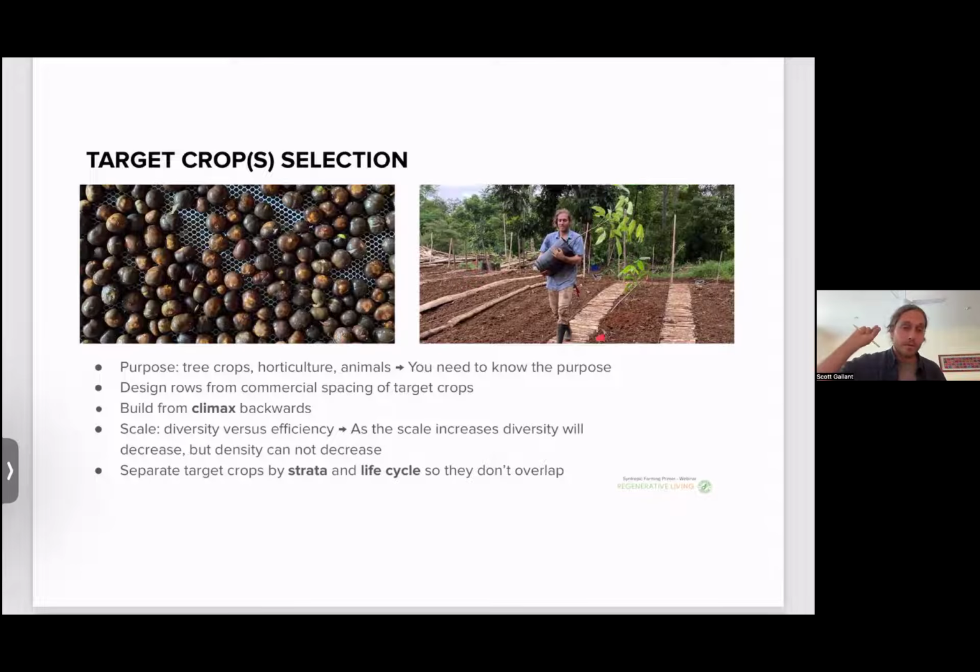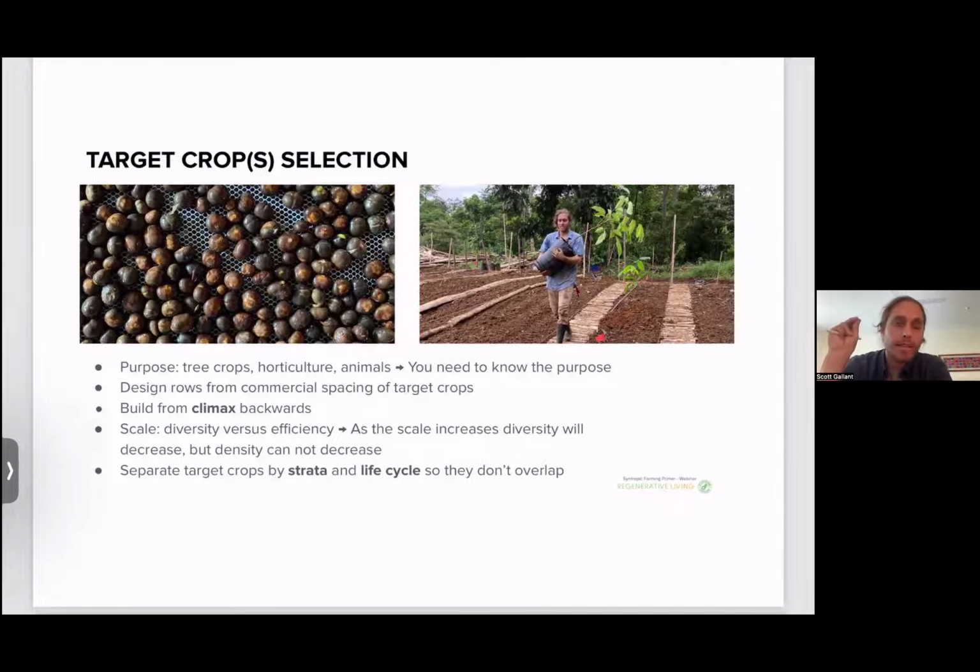And so we start from that aspect of our consortium, and then we work all the way down to the tiniest, fastest growing plants, which we call the placenta. So this is like your radish, your corn, your beans, your green manure cover crops. But we work backwards from there from a design perspective.